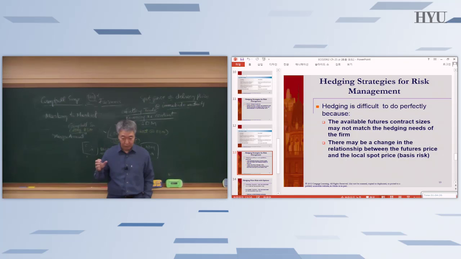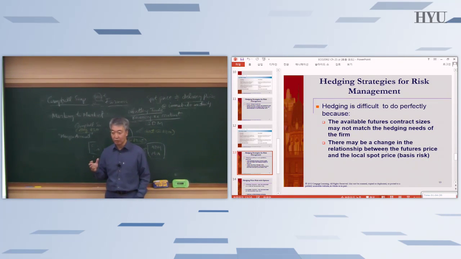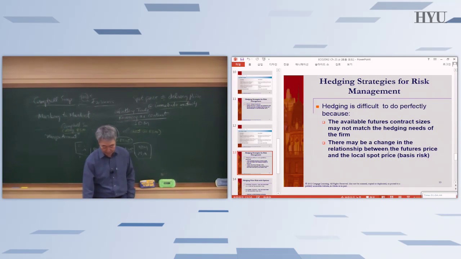So you thought you were hedging perfectly against the price change, and it happened in the NYMEX market, but your local price is different. So you still have to pay a certain amount, or a little more than what you expected. That's the idea.